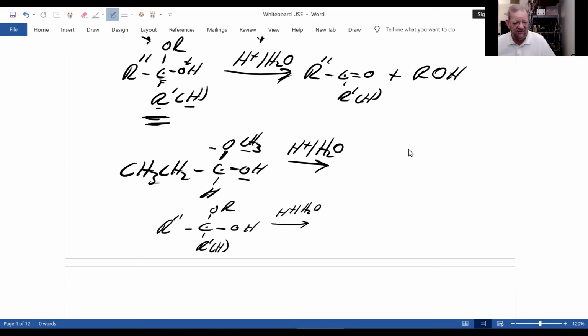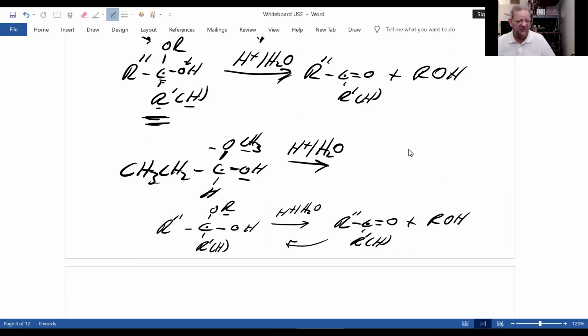And keep your eye on this carbon with two oxygens. It becomes this carbonyl carbon, double bond to oxygen. And you get a ketone or aldehyde. And this R group here becomes the alcohol you would have used to make this, going back.